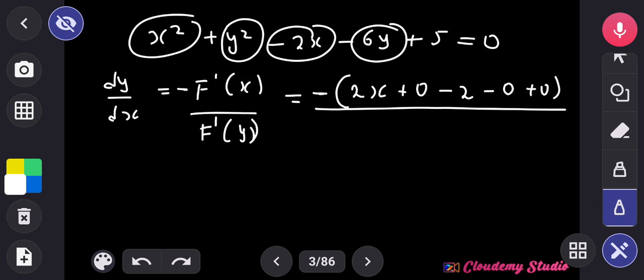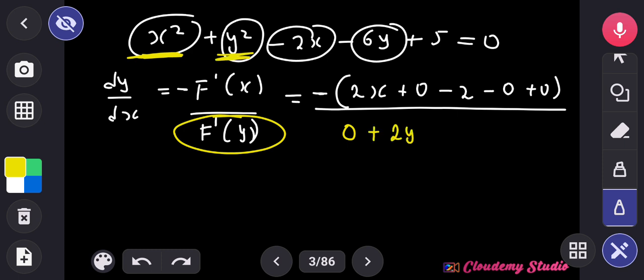Divided by, then let me differentiate for the denominator. I'm differentiating with respect to y now. Since this one is x squared, it is going to be 0. Plus, since this one is y squared, I'm differentiating with respect to it, that is 2y. Since this one is x, that is 0. And since this one is y, that is minus 6.